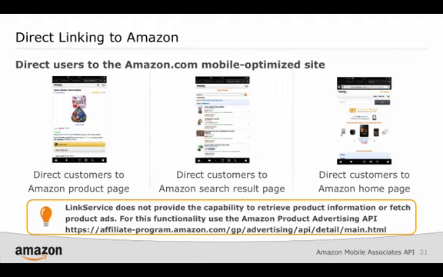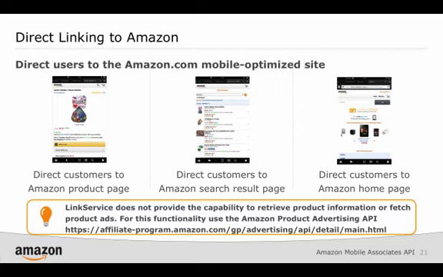The direct linking to Amazon feature of the Mobile Associates API enables you to direct users to the Amazon.com mobile optimized site in a web browser from any Android view, including a web view, using the link service. The link service is available on all Android devices running 1.6 and higher. Apps using the link service can be distributed through any Android app store as long as the same app is offered through Amazon.